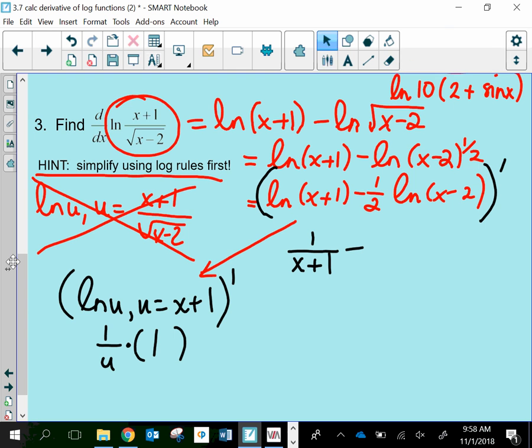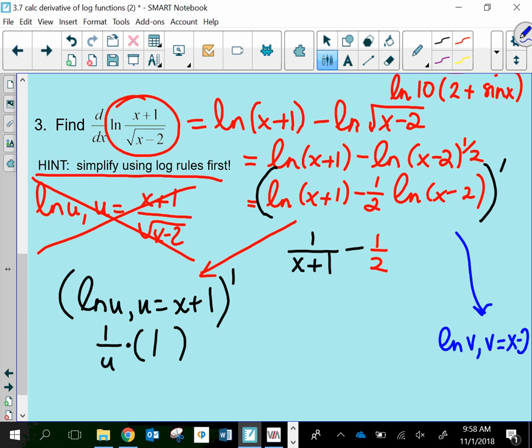Minus 1/2 is a constant multiple rule. I'm just going to hold on to that. And then I'm going to go and do another u substitution. I'll call it v this time, just not to be confused. 1 over v times 1, so 1 over x minus 2. So what is that? Not too bad a mess: 1 over x plus 1 minus 1 over 2x minus 2.